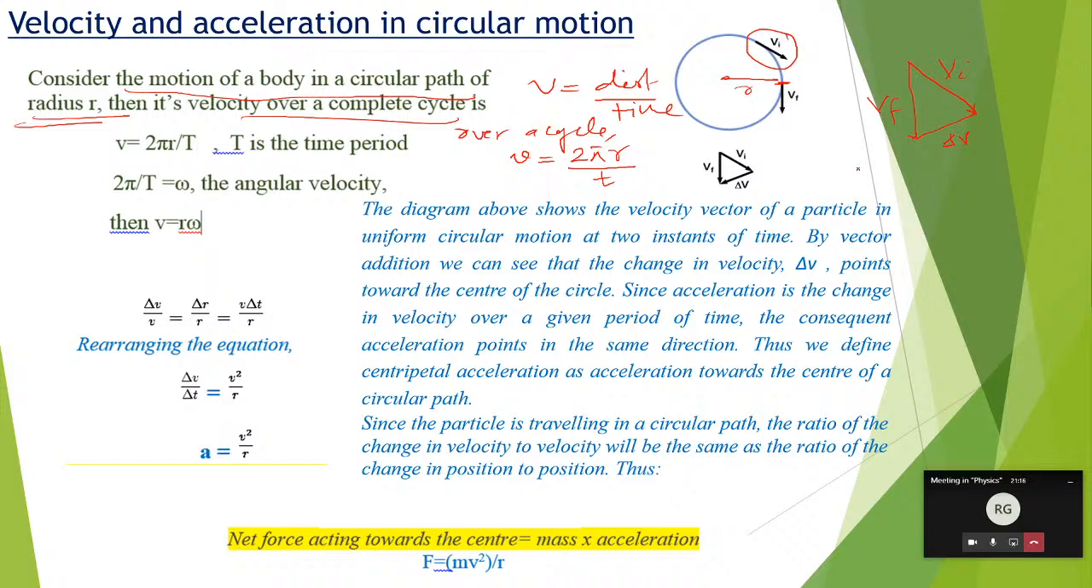This is called time period. Time taken to complete one full cycle is called time period, capital T. So we can write it as 2 pi r divided by capital T. When we write 2 pi by T, we call it the angular velocity. There is a reason for that.